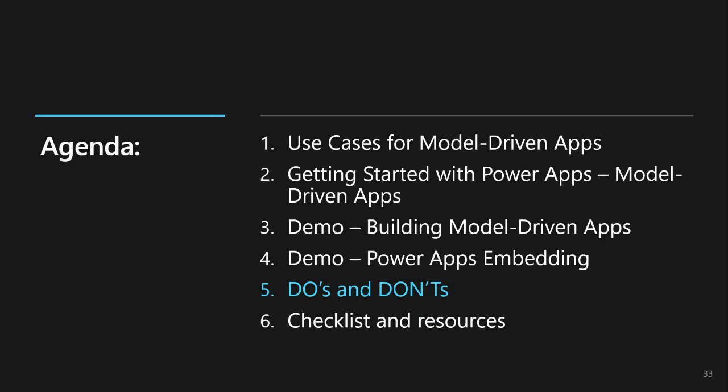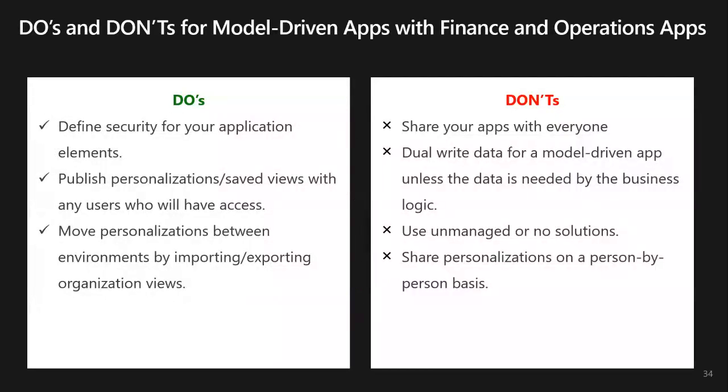So we're going to switch gears a little bit and talk about some do's and don'ts. So some of these are similar to what we talked about with Canvas apps, but some things to keep in mind. So things to make sure that you do: make sure that you define security for your application elements. You don't want to share your apps with everyone or just give like an admin access to all of the users in your environment so that they can use your new features and functionality.